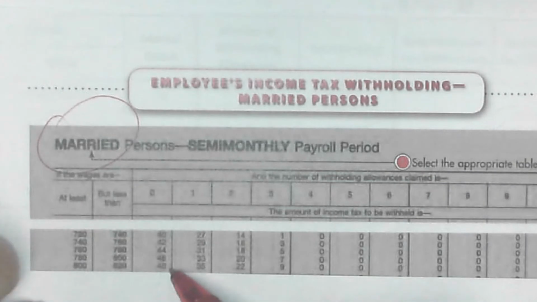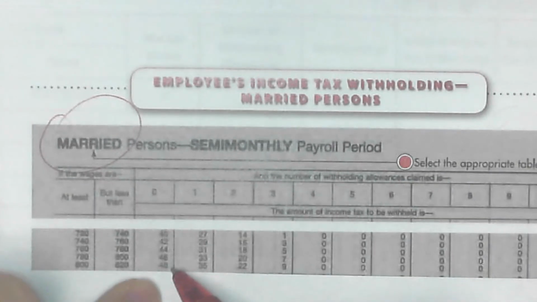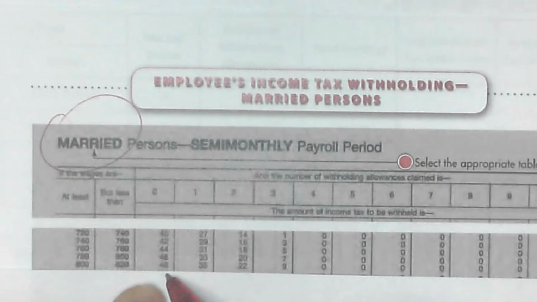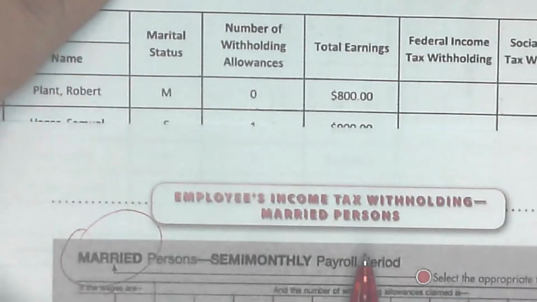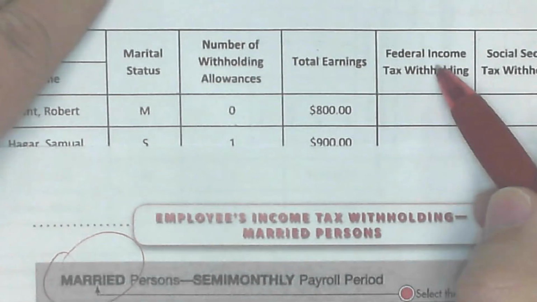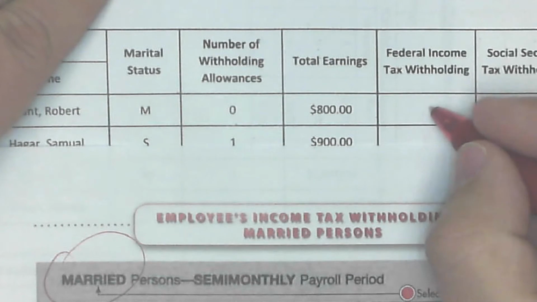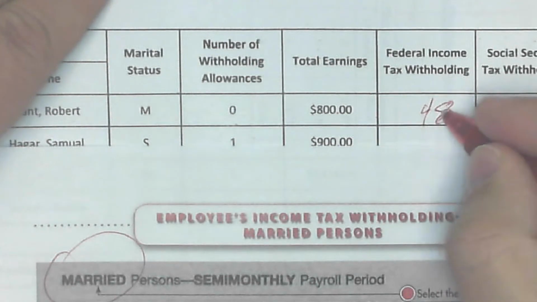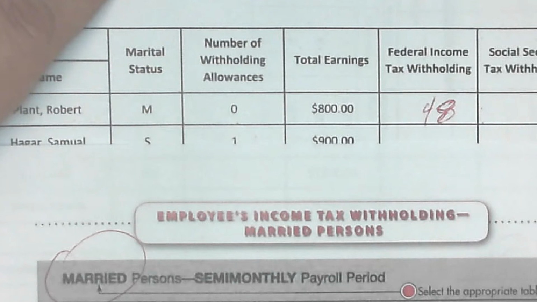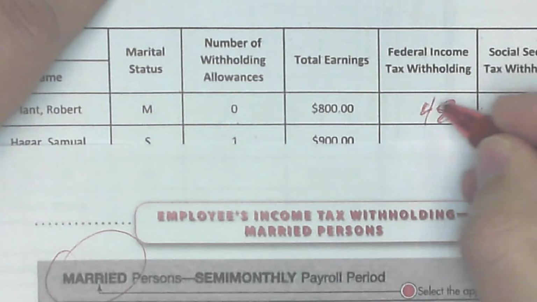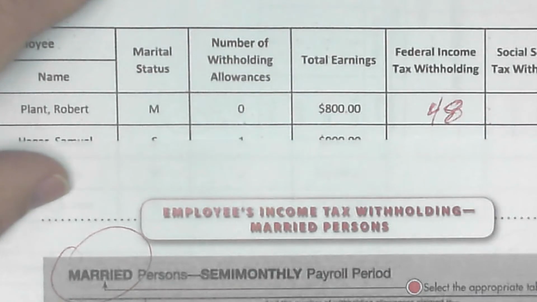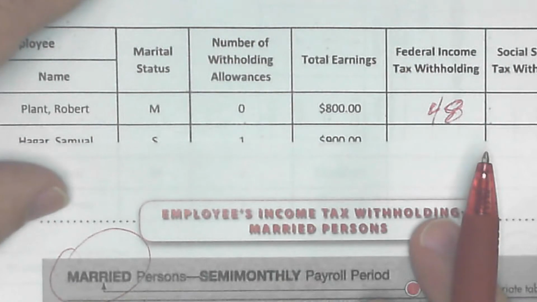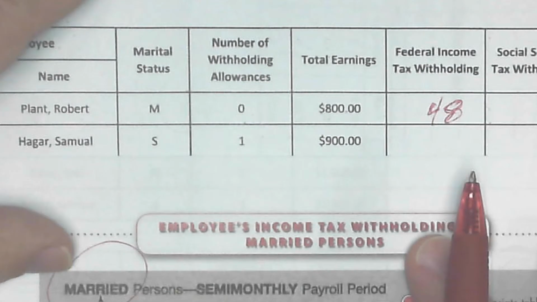I know mine's blurry, but it says 48. That's $48. So for our federal withholding tax, we're going to write down 48 for $48. So federal income tax withholding is 48. So instead of going to the next two columns, I'm going to do the next one down since we're on the table.